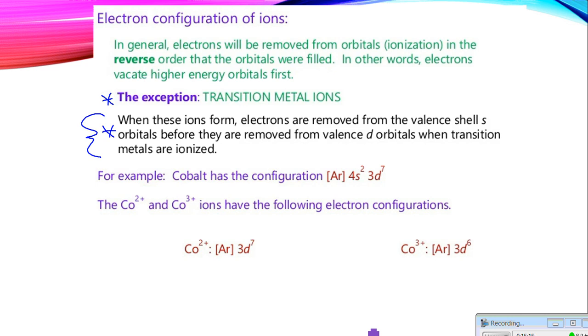So cobalt has the electron configuration argon, that's its core, 4s2, 3d7. If this were not a transition metal, then I would remove first from this 3d7. But since it is a transition metal, I actually remove first from the 4s2, and then I dip back and remove from the 3d sublevel. So cobalt can make +2 ions where you remove the 4s2 electrons, or it can make +3 ions where you remove the 4s2 electrons plus one of the electrons in the 3d sublevel. So just know that when you have a transition metal, you'll remove your highest energy level s electrons first, then you'll dip back down to the 3d.